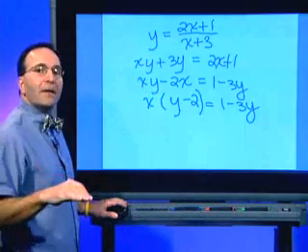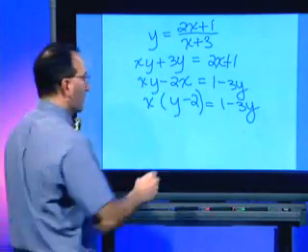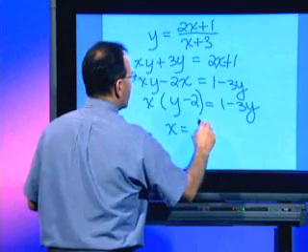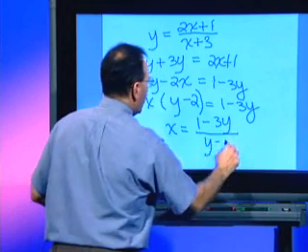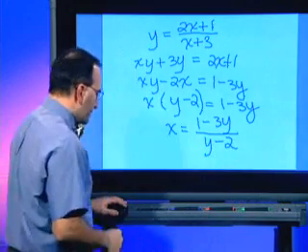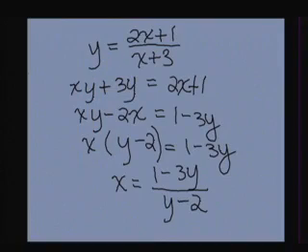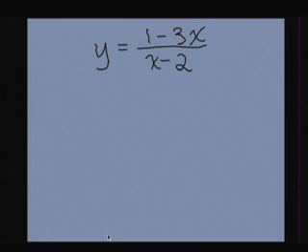And then the next step would be to divide by y minus 2. So I'm going to get x equals (1 minus 3y) over (y minus 2). And my next step is to replace the x with y and the y with x, so that we get the function y equals (1 minus 3x) over (x minus 2). And that's my inverse function.